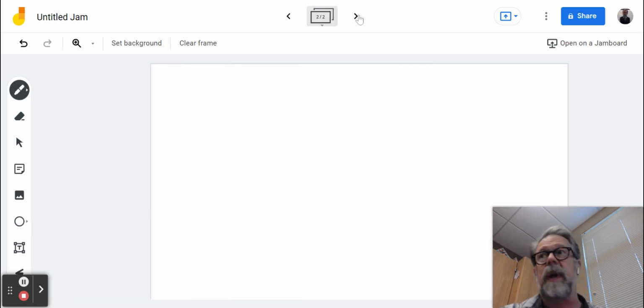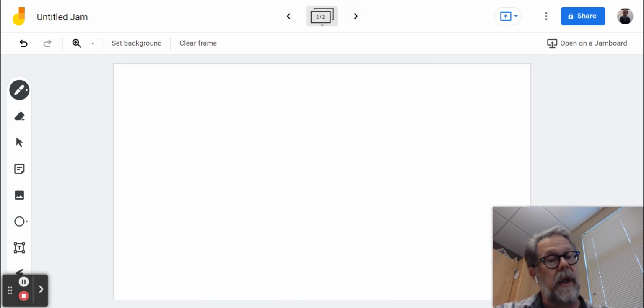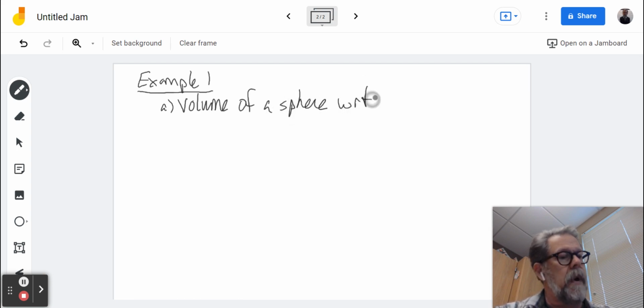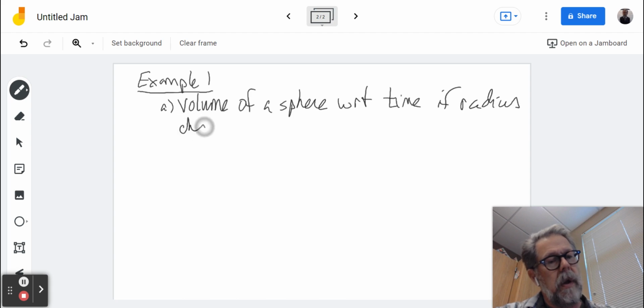Okay, let's do a quick example of how we would actually calculate something. So example one, if you're using the same book that we're using, this is on page 252, but I want to know how the volume of a sphere is changing with respect to time if the radius is changing with respect to time.